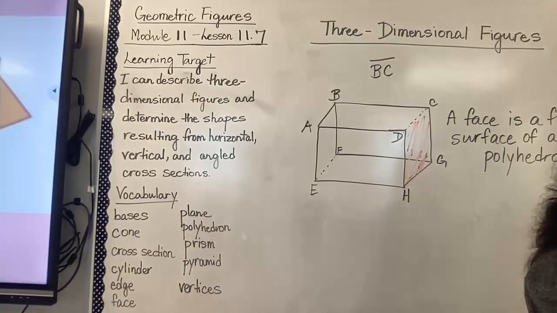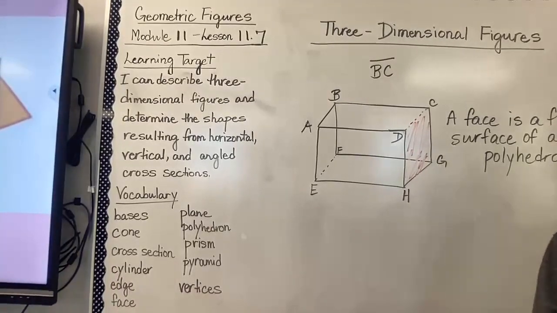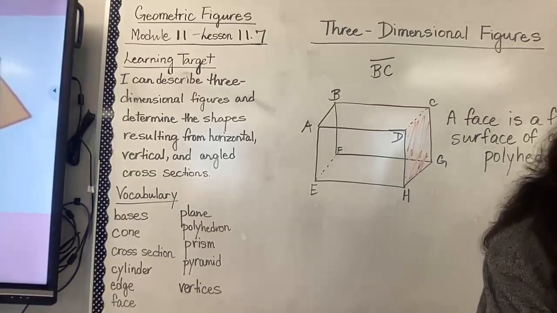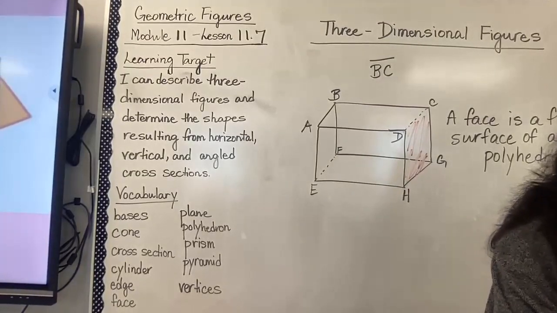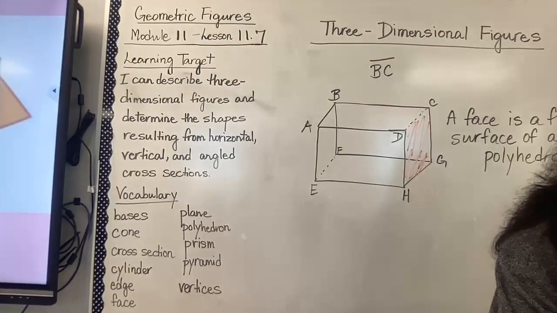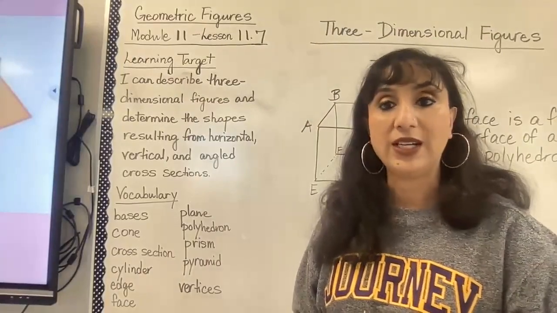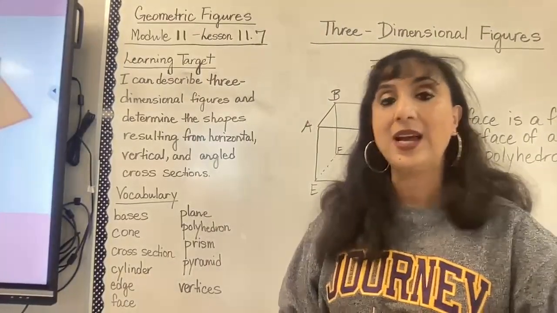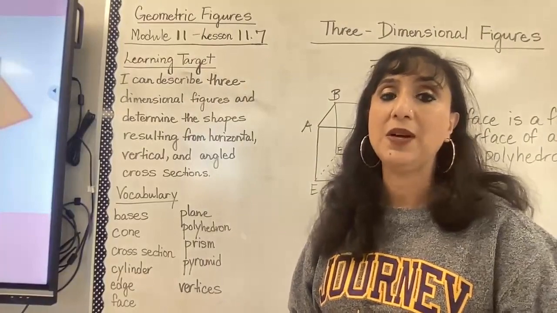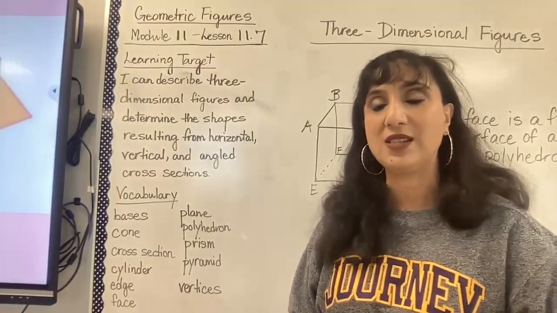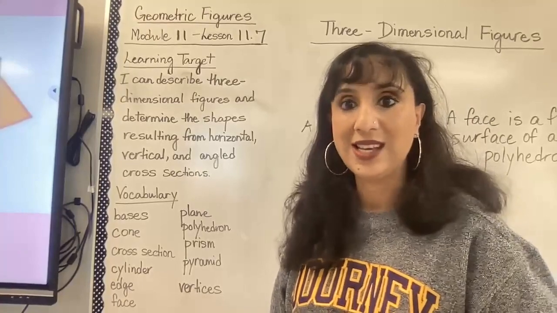So basically, in this lesson, please remember what exactly a polyhedron is, and how we find the cross section of each of these. Cross section can come in three different types: it can be vertical, horizontal, or angled. And we are now able to describe the shapes resulting from these different cross sections.